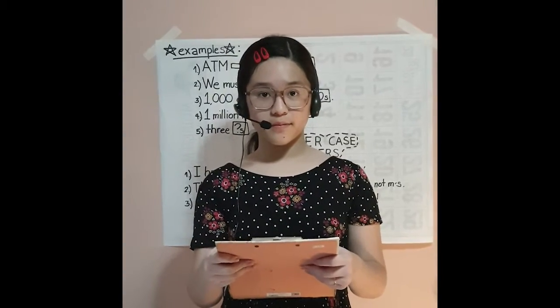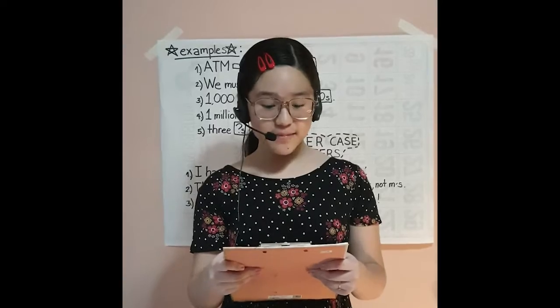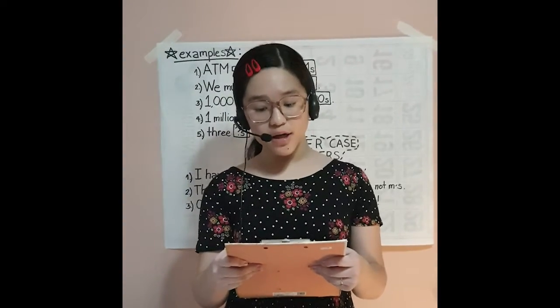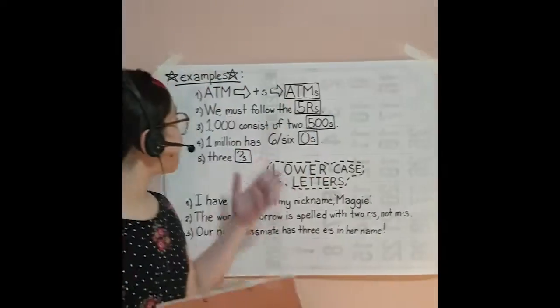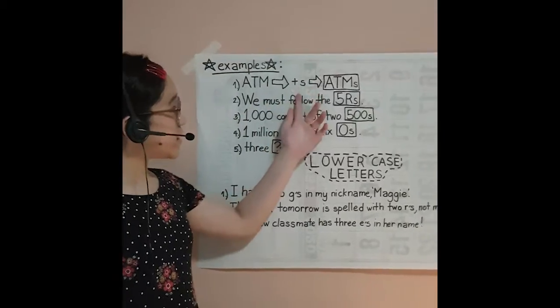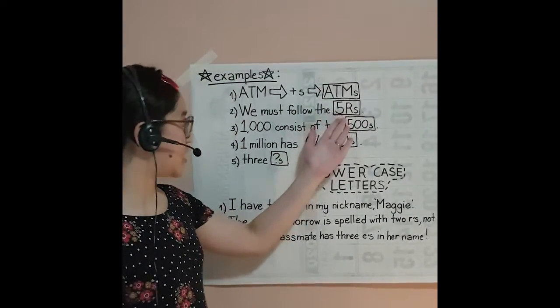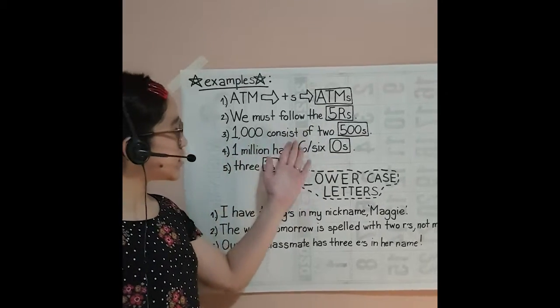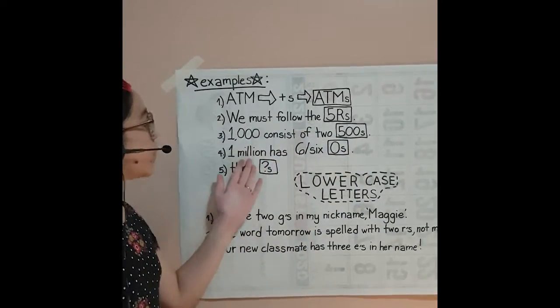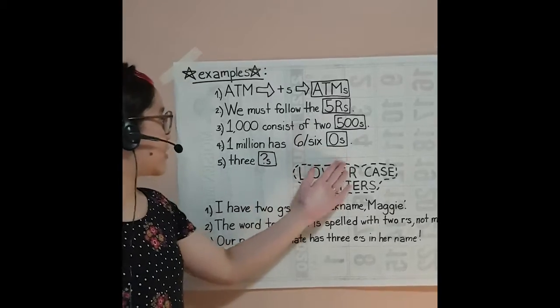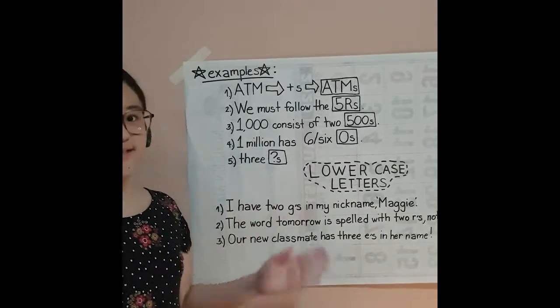So we need to proceed with acronyms and letters. For acronyms, capital letters, numbers, symbols, and punctuations, we form their plural by just adding s, like these. ATM plus s equals ATMs. We must follow the 3 R's. 1,000 consists of two 500s. 1,000,000 has 6 zeros. 3 question marks.